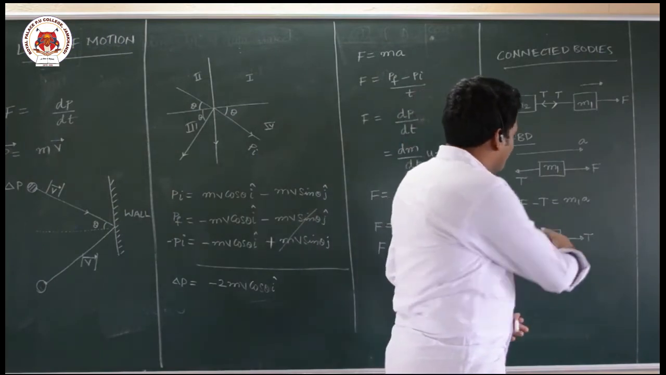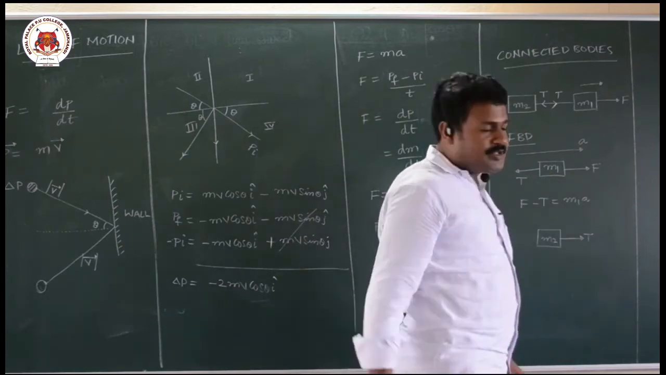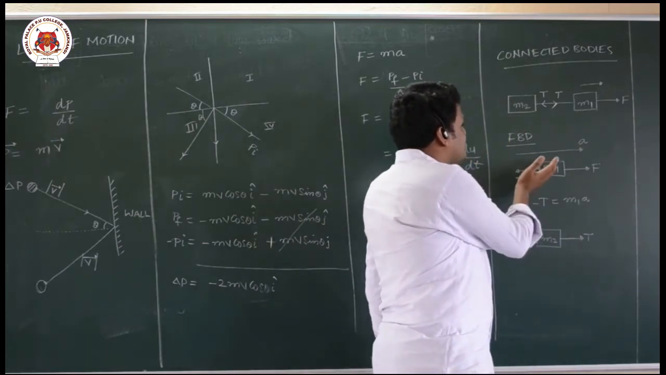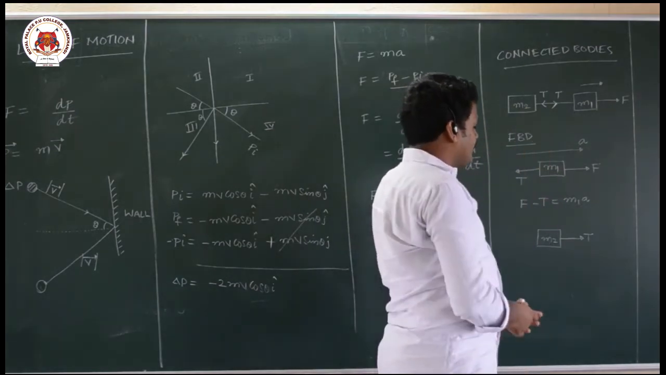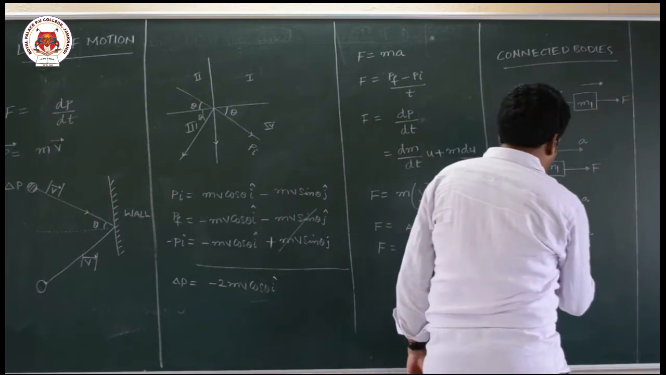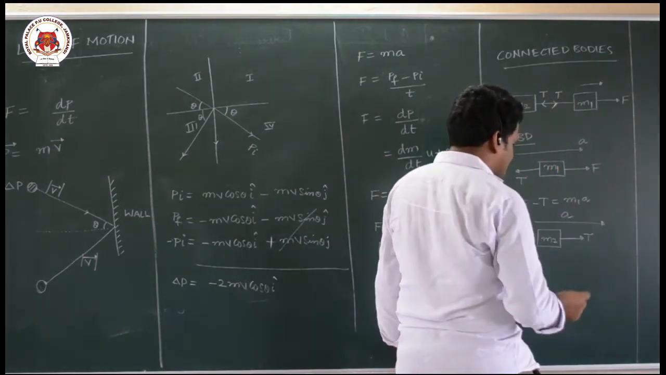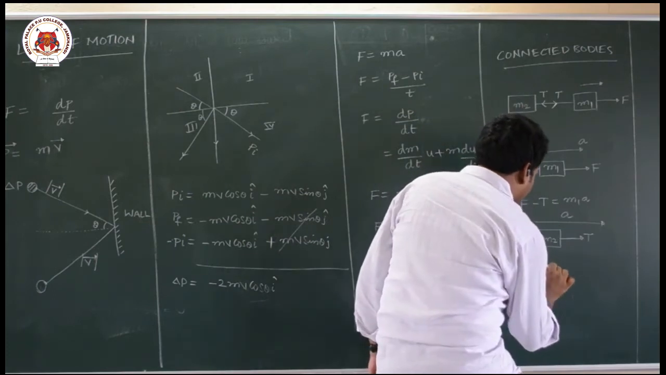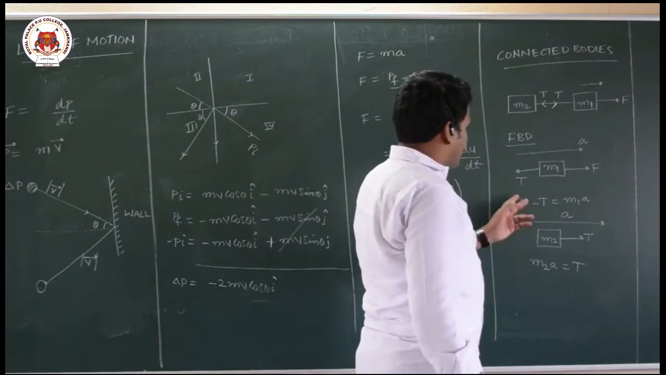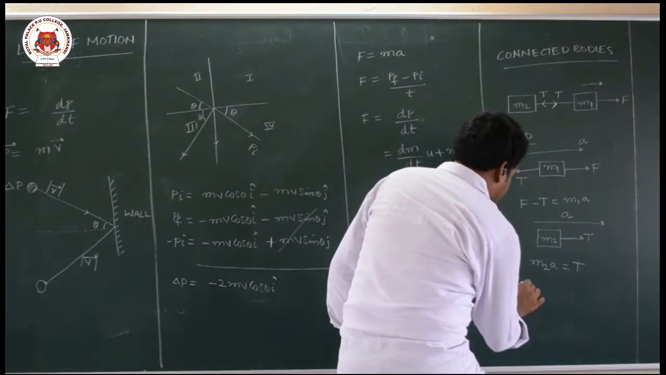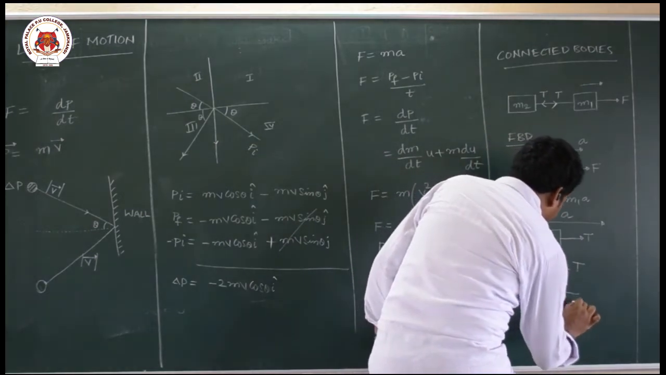Here m1 pulls m2. Why is m2 moving? Because of the pulling force given by m1. Here I am taking this side because m2 pulls back, it shows inertia and pulls back. So in this case both bodies are accelerating in this direction. So I can write m2a is equal to tension. Now add the two equations, you will get acceleration is equal to F by m1 plus m2.